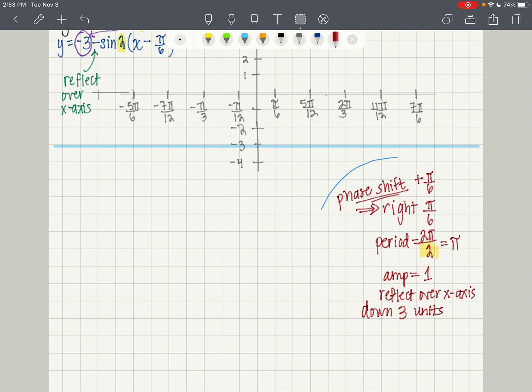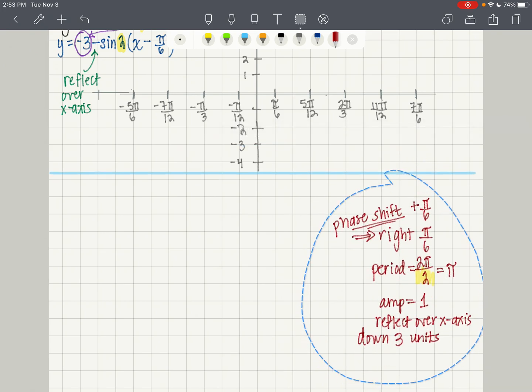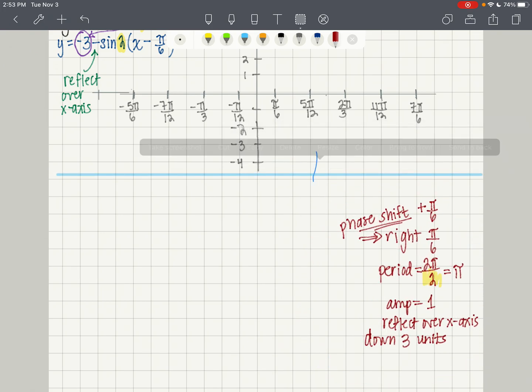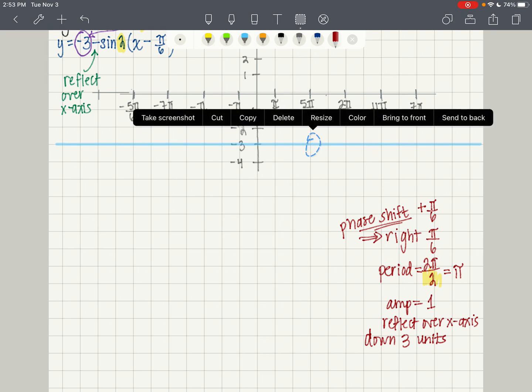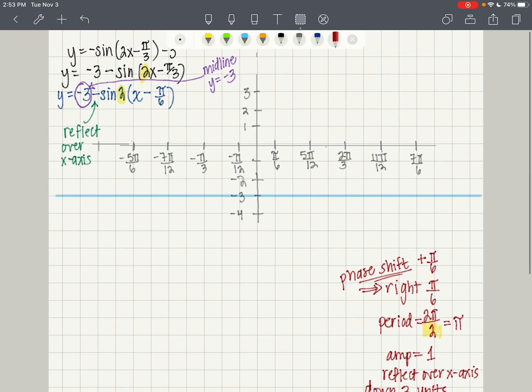Let me move that down because I think I might need a little bit more room. Put that back up there. There we go. Okay, I think I've got plenty of room now.